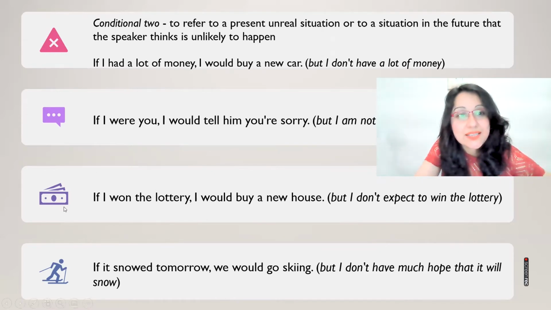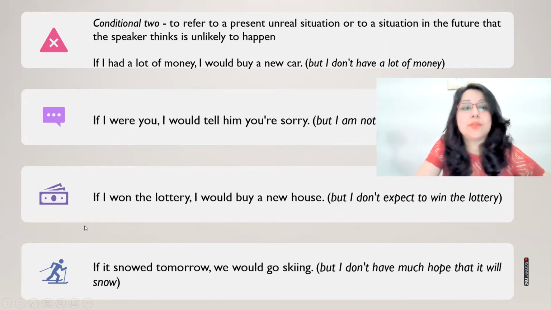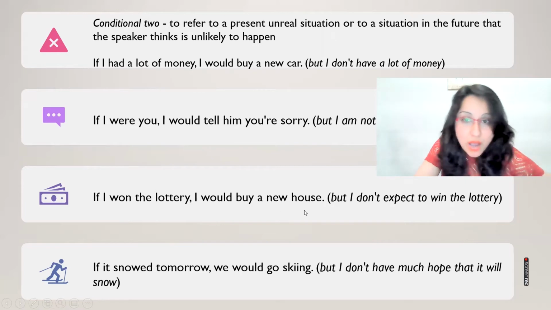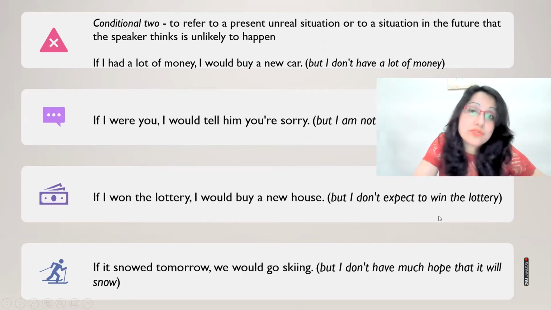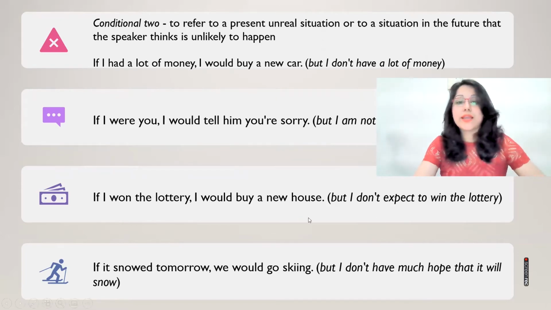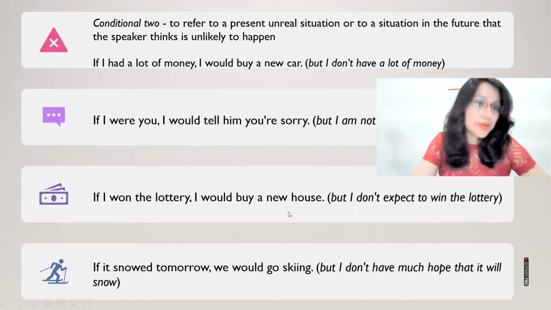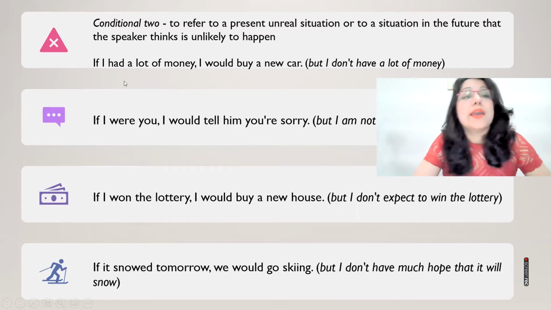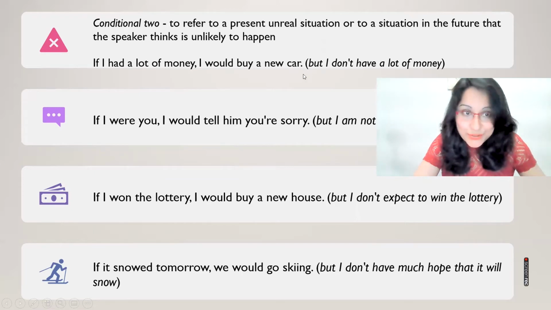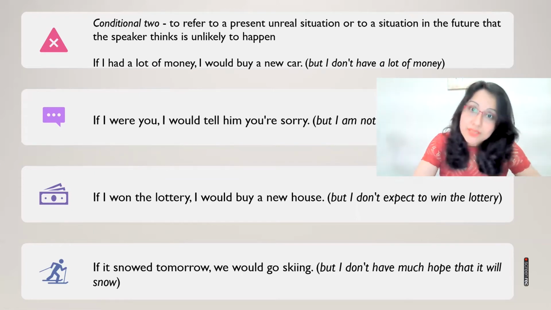Okay, so looking at our next example here, which says, if I won the lottery, I would buy a new house, but I don't expect to win the lottery. Again, when you're buying a lottery ticket, chances are slim. So that's why this is very unlikely to happen. And we missed this one. If I had a lot of money, I would buy a new car, but I don't have a lot of money. Okay, so that's what it means.